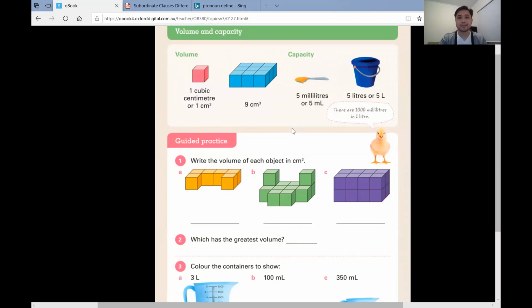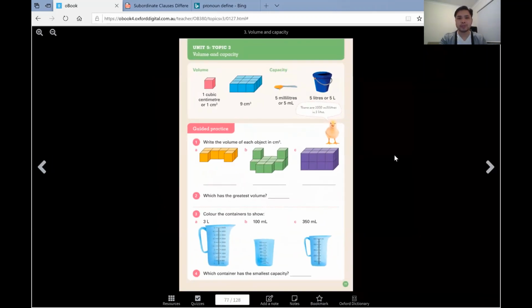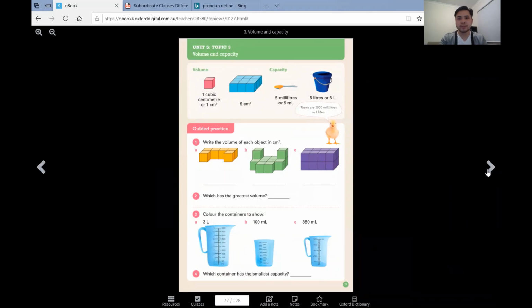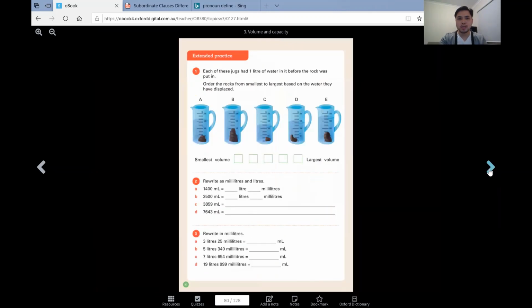Okay, so first up, do your worksheets, page 77 to, yeah, we'll do up to 80. I think that's what it says in the planner. Oh, it says 79, but yeah, 79 or 80, up to you, okay?